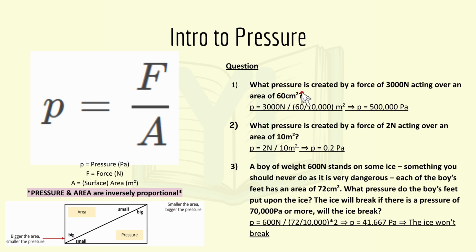And what pressure is created by a force of 3000 newtons acting over an area of 60 cm squared? So basically you do pressure equals 3000 N divided by this, which is in meters squared, to get 500,000 pascals. And what pressure is created by a force of 2 newtons? And you can have a look. Just 2 divided by 10, which is 0.2. And you can have a read of the last question.